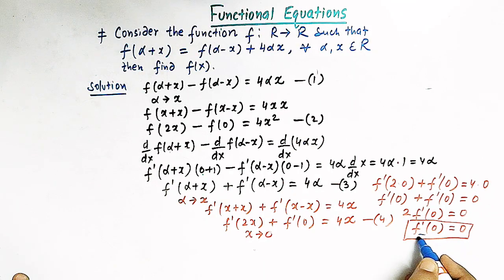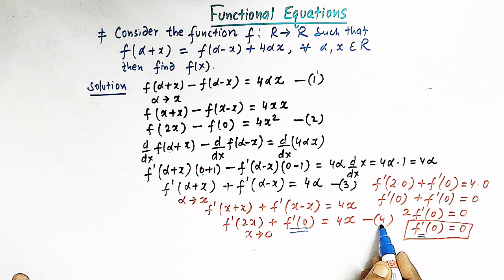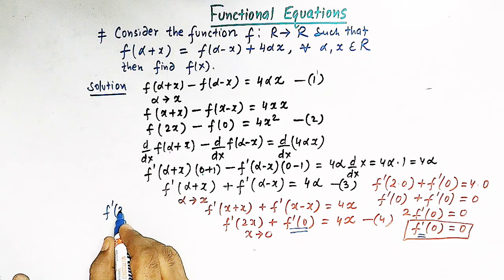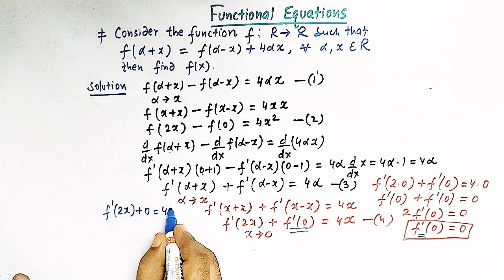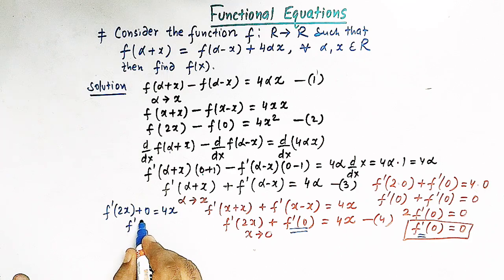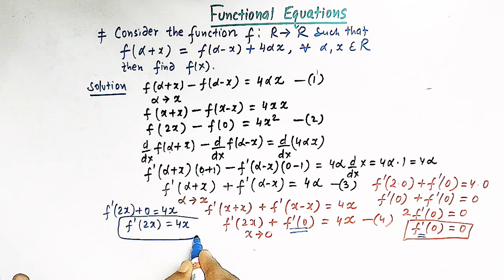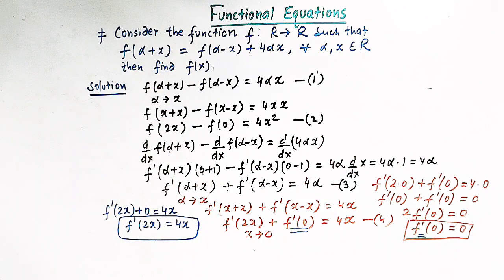Now substituting this value of f prime of 0 equal to 0 in equation number 4, we'll get f prime of 2x plus 0 is equal to 4x. So we can now write f prime of 2x is equal to 4x. This is an important equation in order to find out the form of the function f of x.